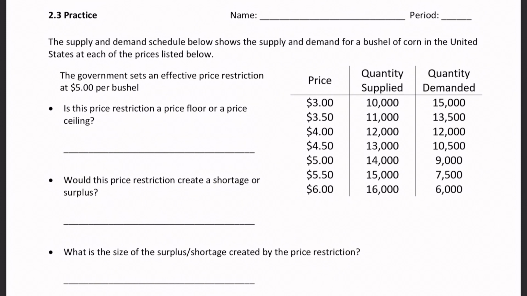So we have a little bit of practice here with 2.3 talking about equilibriums. And specifically, this practice is going to focus in on surpluses and shortages. So let's take a look at two examples really quickly.